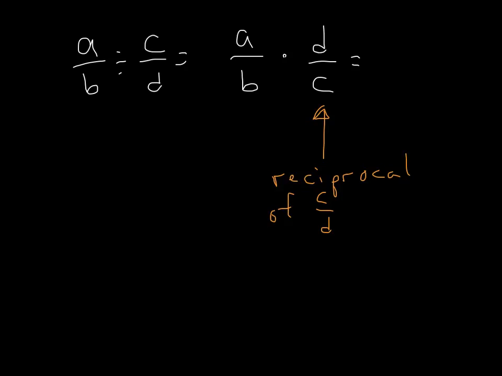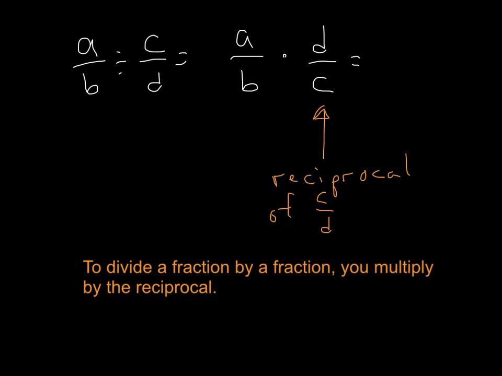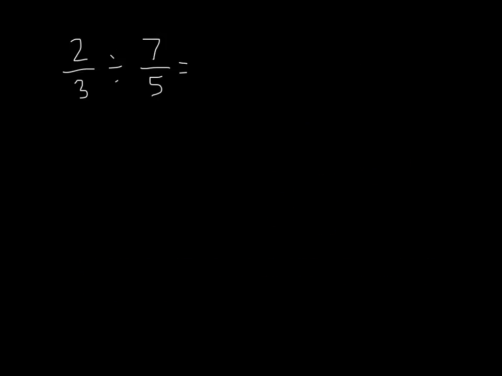To divide a fraction by a fraction, you multiply by its reciprocal. Go ahead and press pause and copy this sentence down into your notes. To divide a fraction, we're talking a over b, to divide this fraction by a fraction, you multiply by the reciprocal. Let's go ahead and try to put this into action.